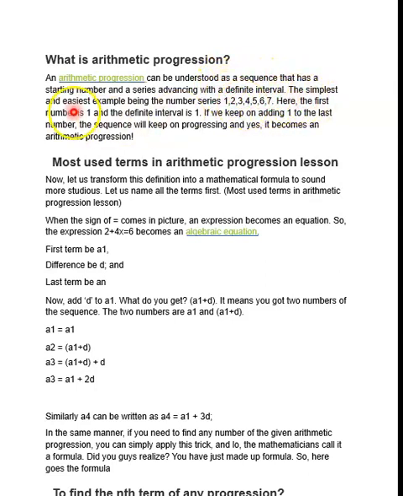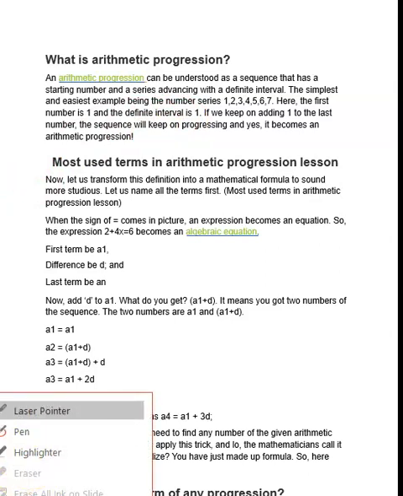The simplest and easiest example being the number series 1, 2, 3, 4, 5, 6, 7. Here the first number is 1 and the definite interval is 1. So what do you mean by definite interval, students? So definite interval means the difference.